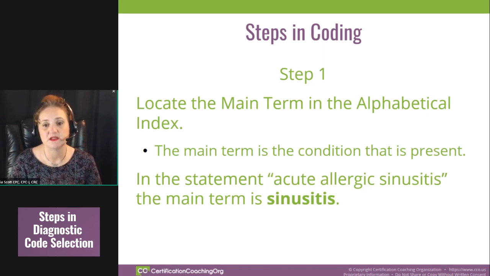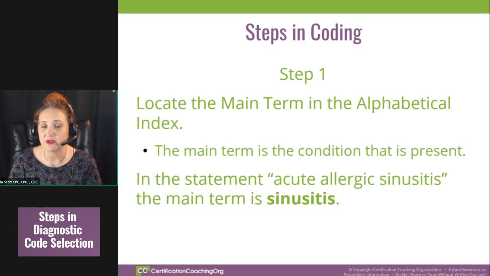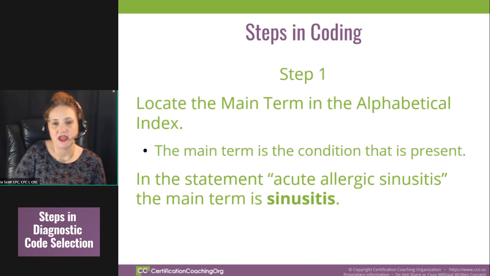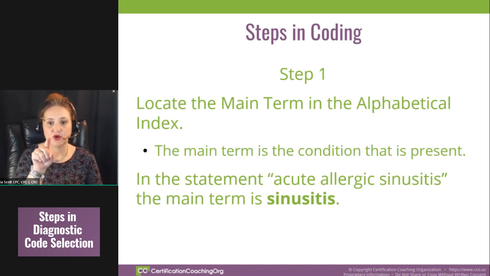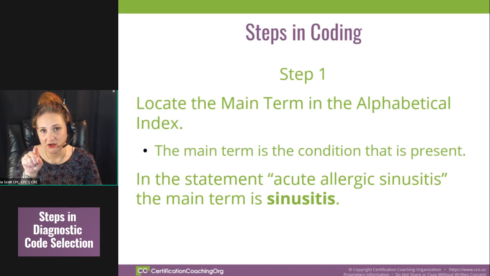So what's wrong with the patient? The patient has sinusitis. What type of sinusitis do they have? Allergic sinusitis. Is there any more definition to get to a higher specificity? We have acute. So it's sudden onset sinusitis due to an allergy. So what's the main term we're going to look up in the index? We're going to look up sinusitis. And then when we look up sinusitis, we're going to find allergic, and then we indent to allergic. When we find allergic, we're going to see chronic or acute. And then this is acute. So that's going to give us a code to go look at.